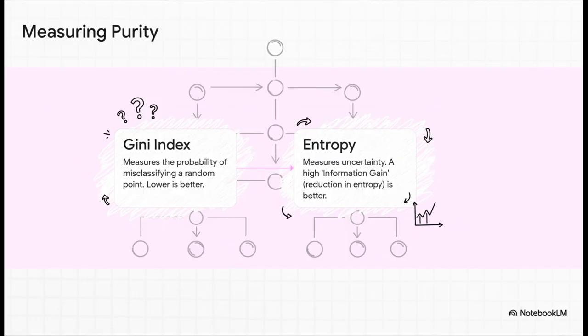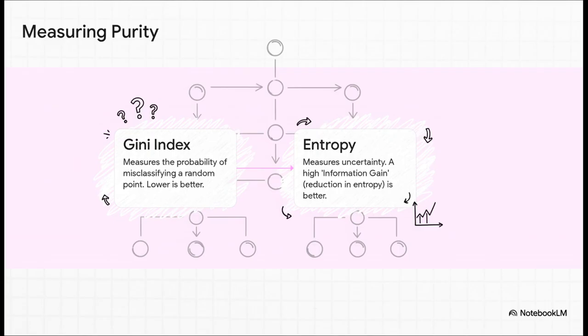So how does the machine actually measure this purity with math? Well, it uses a couple of really clever tricks. The first one is called the Gini index. You can just think of it as an impurity score. A Gini of 0 means the group is perfectly pure, all one thing. The higher the score, the more jumbled up it is. The other big one is called entropy, which is really just a measure of randomness or uncertainty.